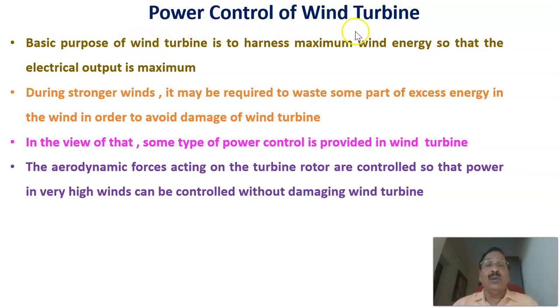Now let us see the power control of a wind turbine. The basic purpose of the wind turbine is to harness maximum wind energy so that the electrical output power is maximum. During stronger wind, it may be required to waste some of the excess energy in the wind in order to avoid damage to the wind turbine. In view of that, some type of power control is provided in the wind turbine. Otherwise, if the wind is very strong, it may cause damage to the wind turbine, which should be avoided. Therefore, the aerodynamic force acting on the turbine rotors is controlled so that power in very high winds can be controlled without damaging the wind turbine. Therefore, power control of the wind turbine is required.